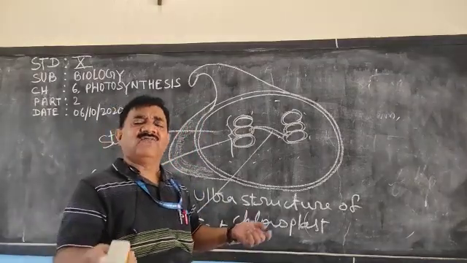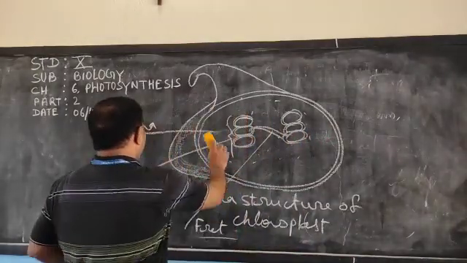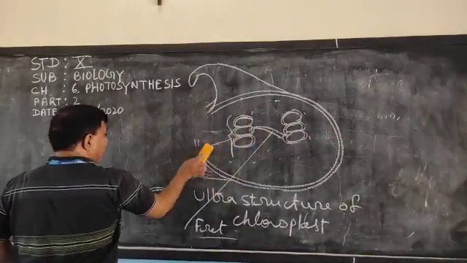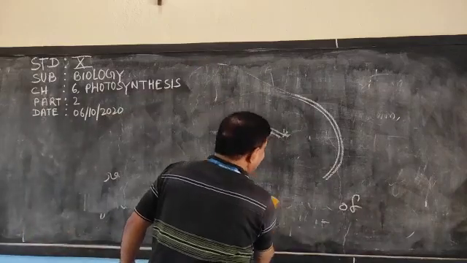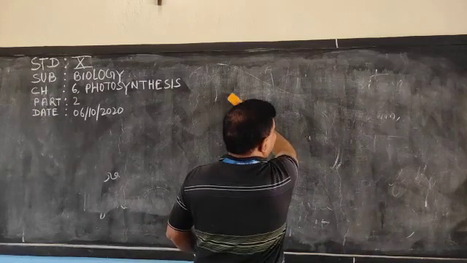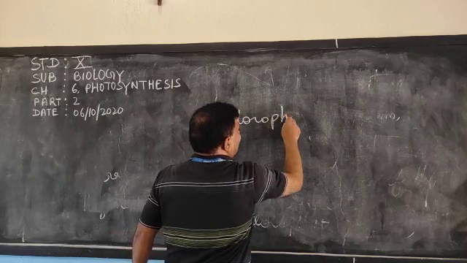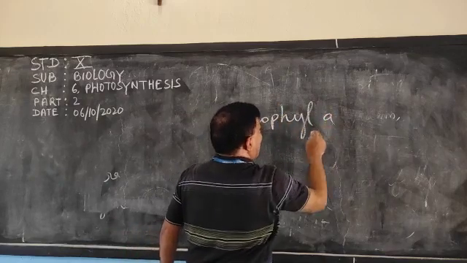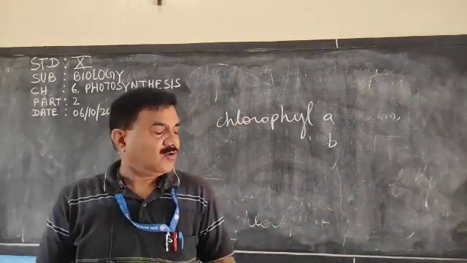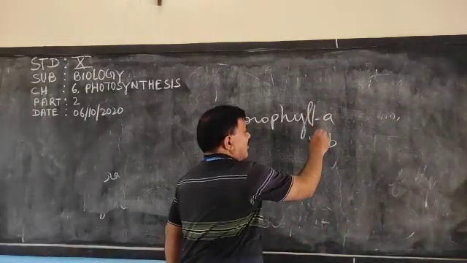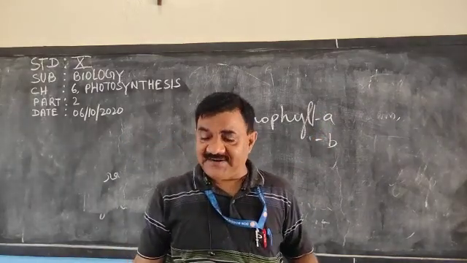Now, we know only chlorophyll, but there are different types of chlorophyll, and two are very important. One is chlorophyll A and the other is chlorophyll B. So many types of chlorophyll are there, but chlorophyll A and chlorophyll B are the two important types. That part is clear.